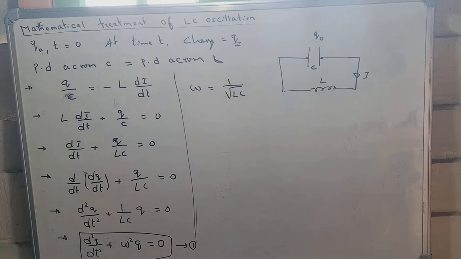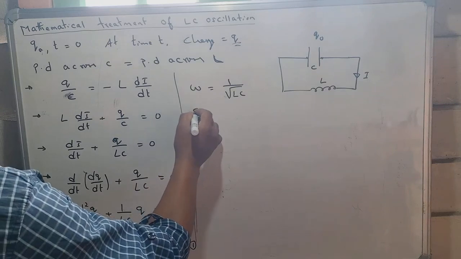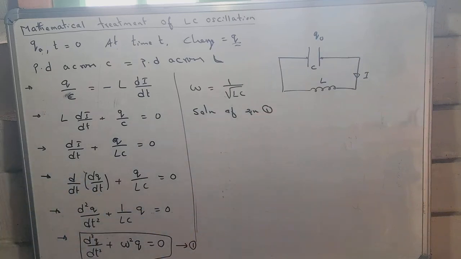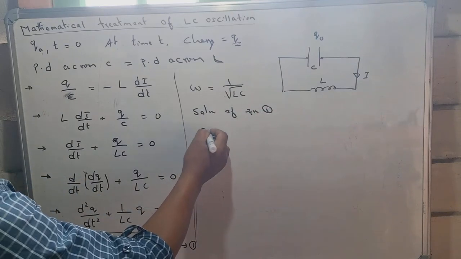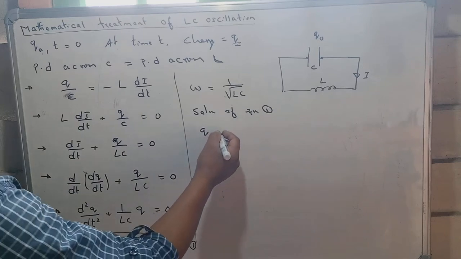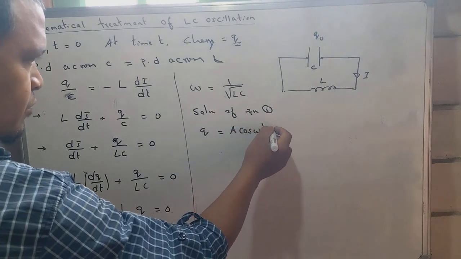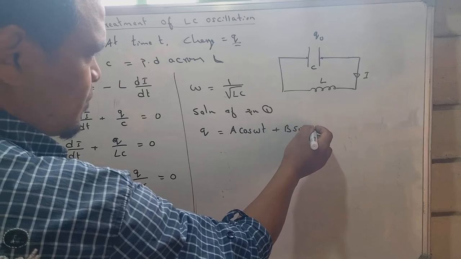Now this equation 1 is known as a second order differential equation. You will do this in BSc, I think, or maybe you have done it in class 12, I don't know, because I'm not taking mathematics. But to every equation we always have a solution. The solution of this equation 1 is in this form: q, because here the variable is q, is equal to A cos omega t plus B sine omega t.